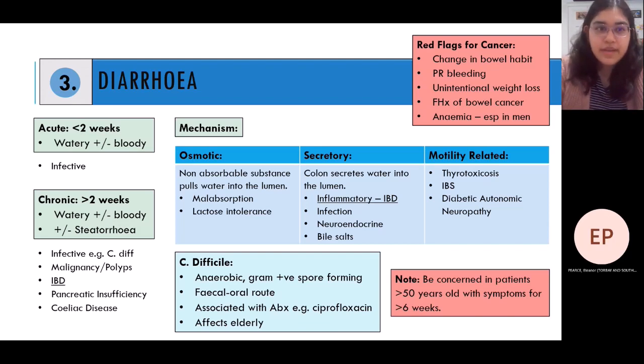And just clear red flags for diarrhea. It's often quite a concerning sign in patients above the age of 50 who've had symptoms for longer than 6 weeks. And that's when you'd be thinking about your red flags for cancer. So you want to make sure you always ask about change in bowel habit, any bleeding, unintentional weight loss, night sweats, and any family history of bowel cancer. And any patient presenting with a microcytic anemia or anemia in general, especially in elderly men, you would be very concerned for cancer.